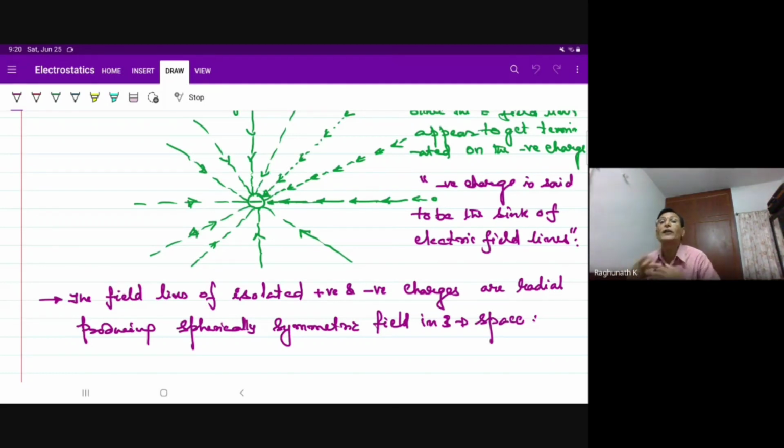Q coulombs of flux lines are generated by any positive charge of q coulombs, and q coulombs of flux gets terminated on any negative charge of q coulombs. He gave the statement: whenever, wherever, irrespective of the medium, you have plus q coulombs of charge on an object, it for sure creates q coulombs of flux, independent of the medium in which it is placed.